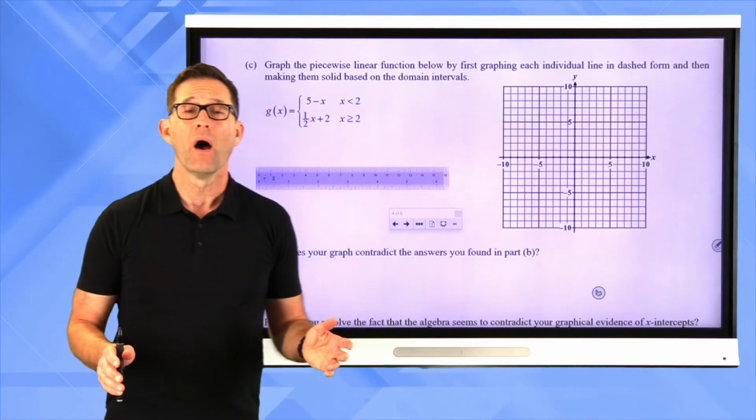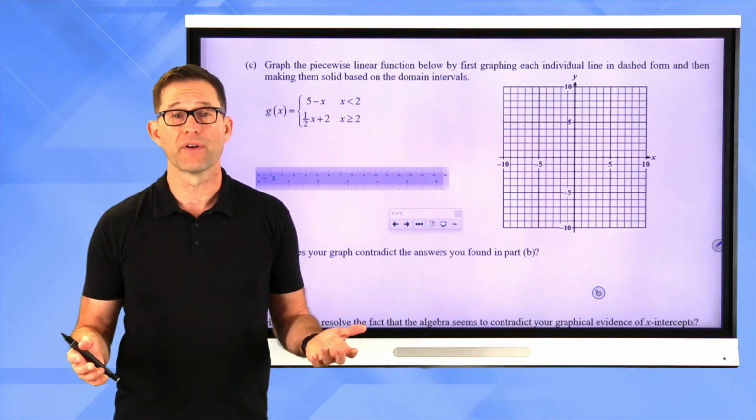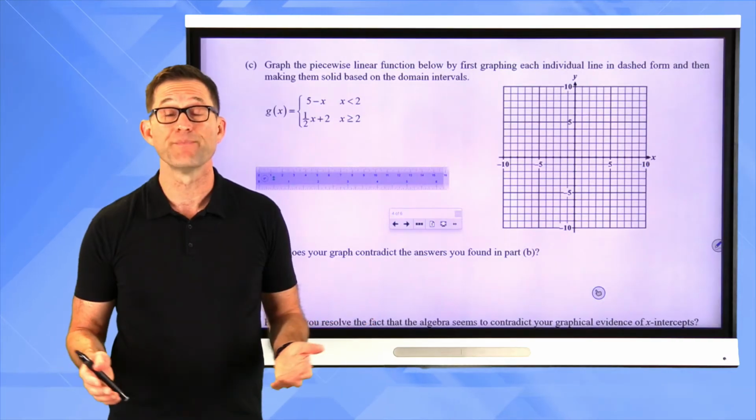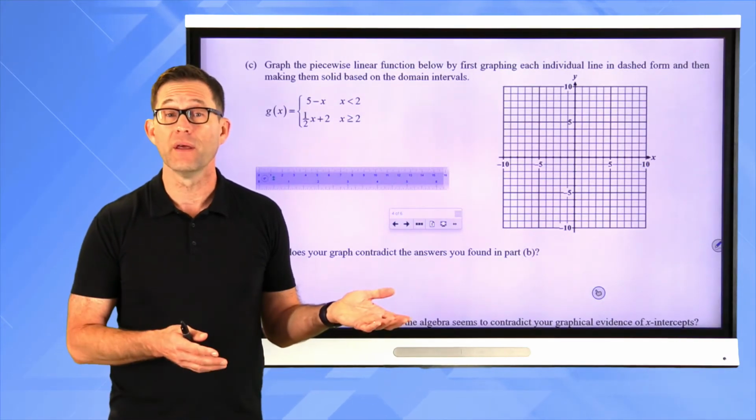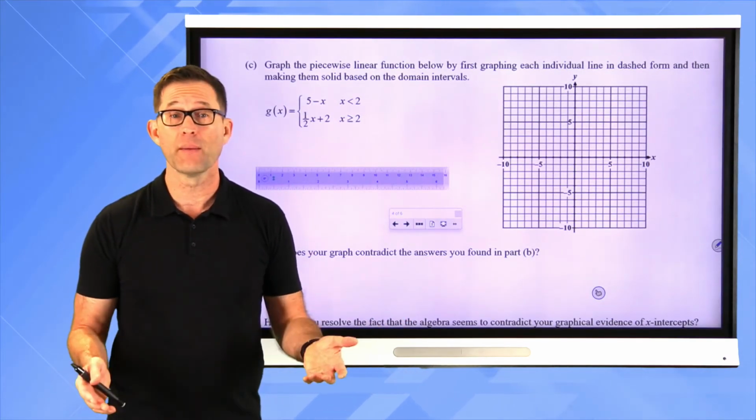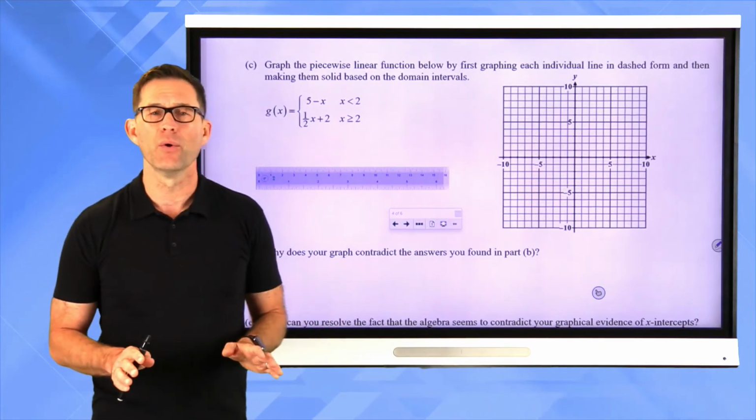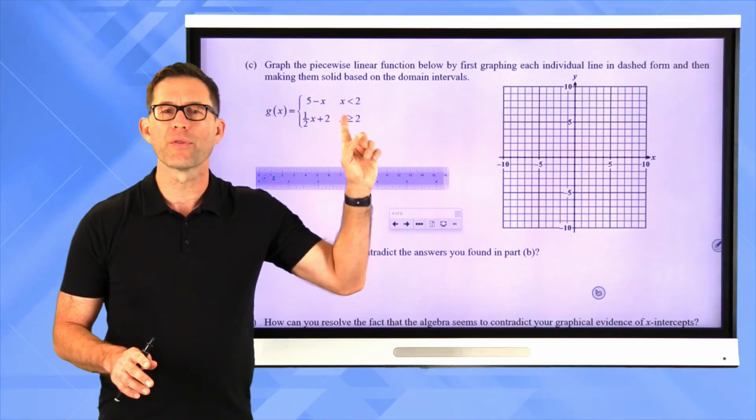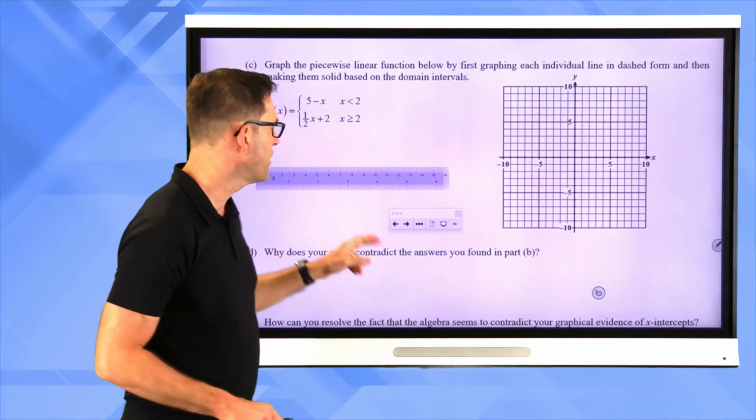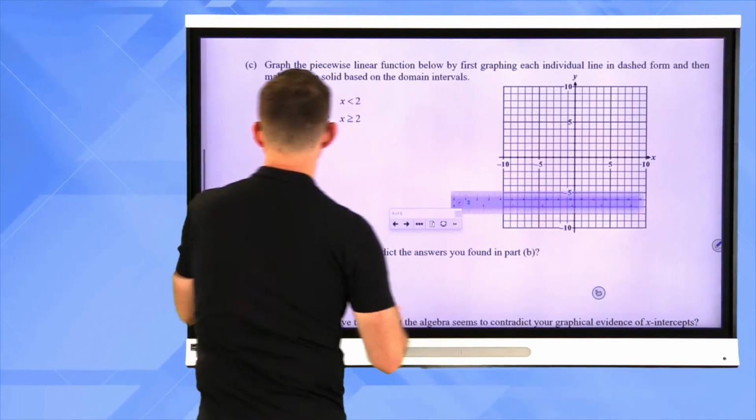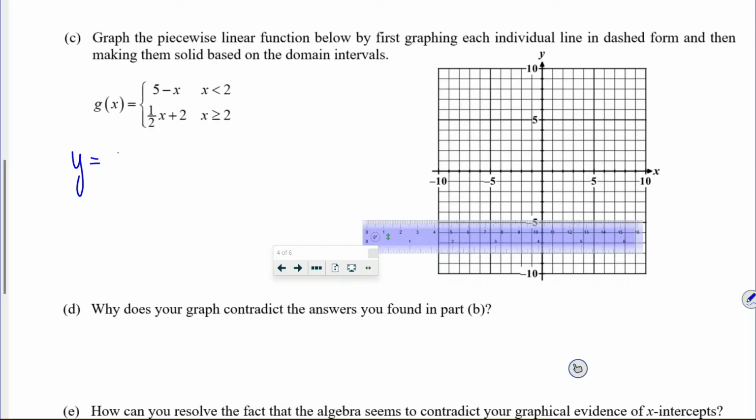All right, so there are two ways that you can go about graphing a piecewise function, at least two ways. One way is what we did in exercise number 1. We create a table of values, we plot points, etc. Another kind of nice way to do it is to totally ignore the domain intervals. All right, and here's what I mean. So the first one is y equals 5 minus x, right?